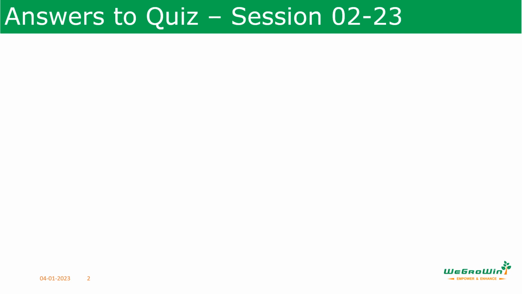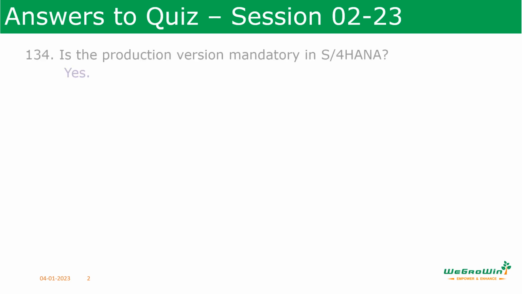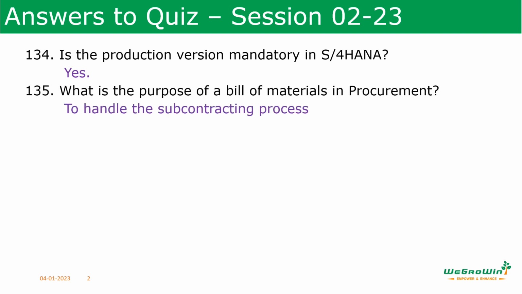Before going to this session, let us discuss the answers for the previous session. Is the production version mandatory in S/4HANA? Yes, it is mandatory. Then we discussed, what is the purpose of bill of materials in procurement? It is to handle the subcontracting process.